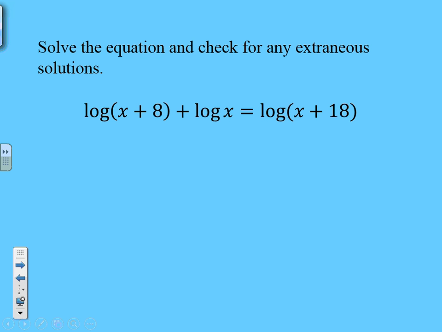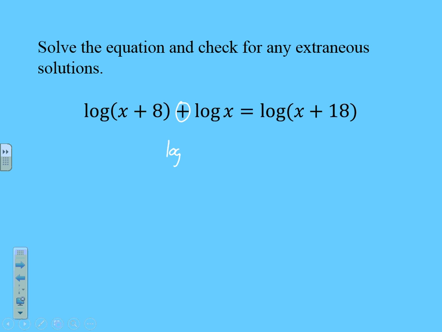Now the next equation, so you've seen two that work, so guess what? This one's probably not going to work. Check for extraneous solutions. There's going to be something that doesn't work here. So let's see what we get. Using our rules of logs, on the left side, let's go ahead and combine them because we're adding the two logs together. That says multiply the two expressions together.